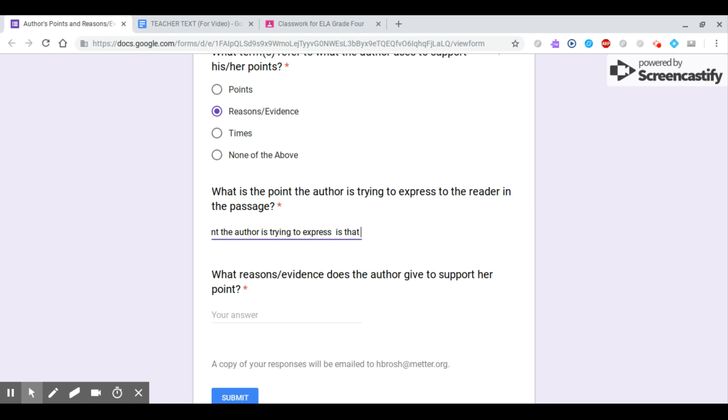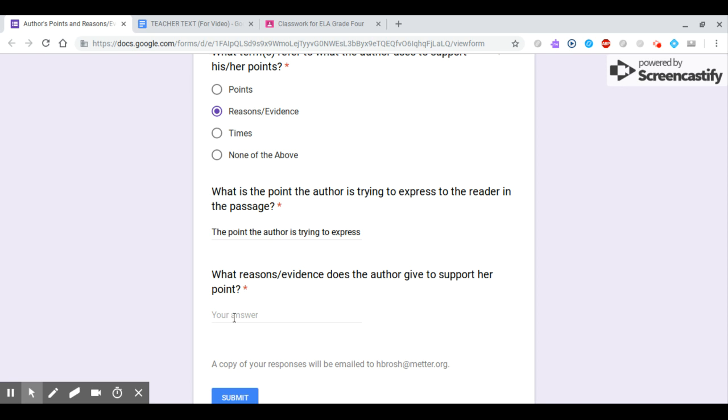that it is healthier. Oops, spelled that wrong. Healthier to eat an egg and toast rather than a bag of potato chips. All right, and that's all you have to type.